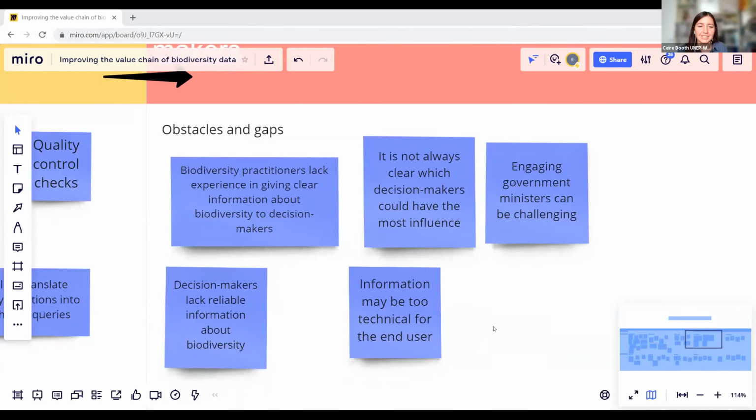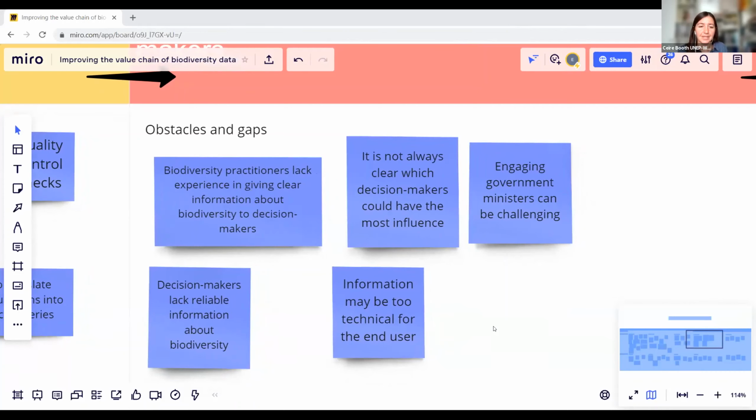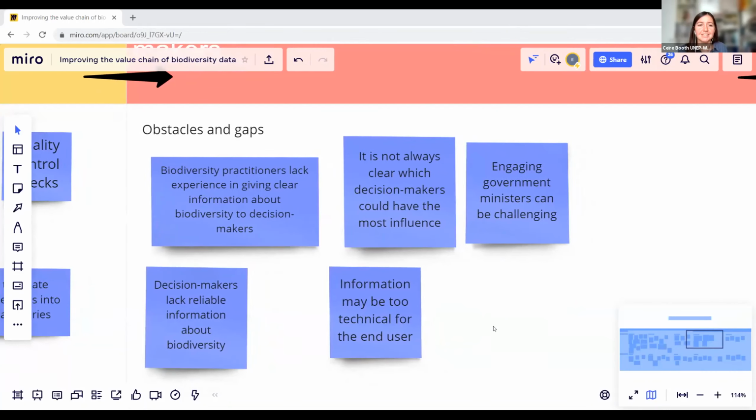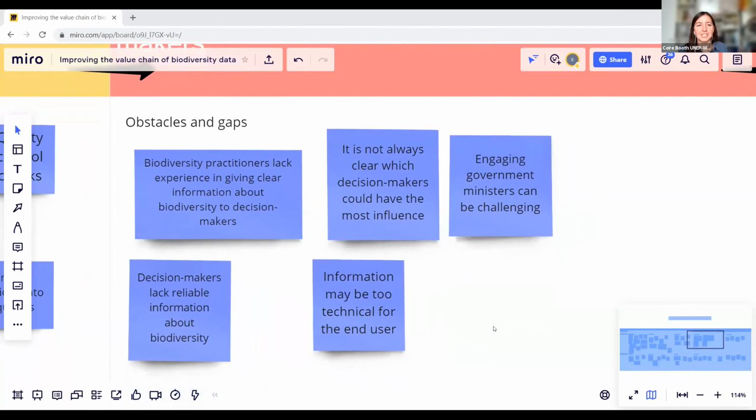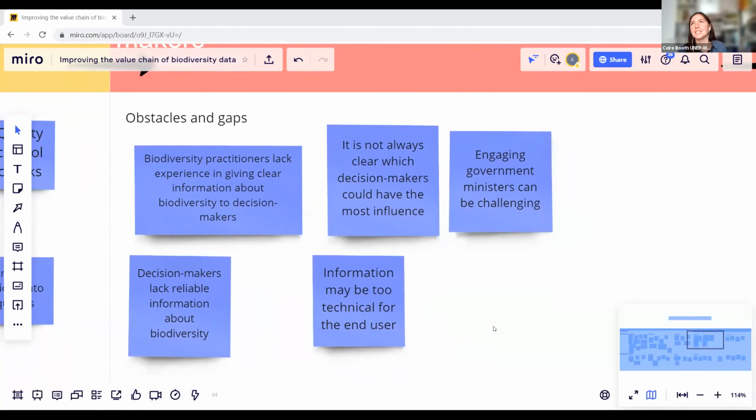Okay, we've also got decision makers lack reliable information about biodiversity. I think actually that belongs more in the opportunity section, but certainly it is an obstacle. If decision makers are not used to having access to good biodiversity information, it may seem like quite a strange concept to suddenly introduce it into decision-making processes.